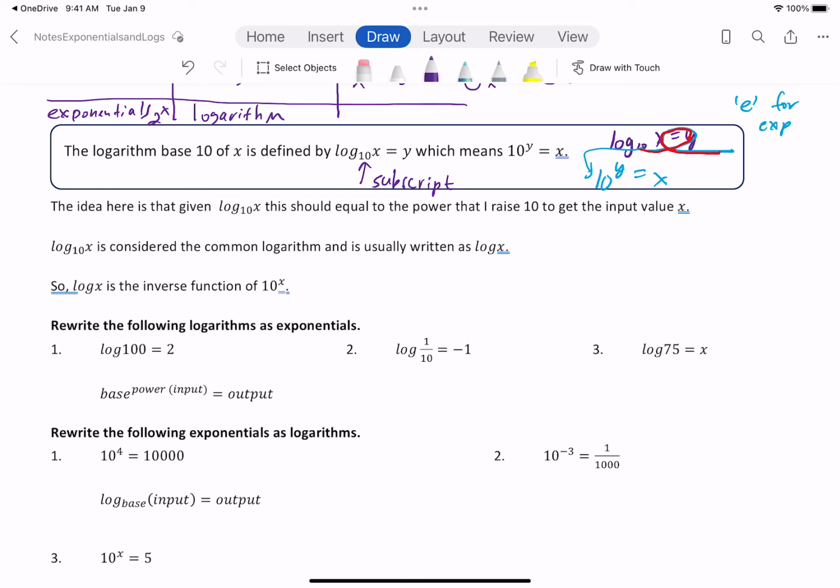Now you'll notice in the calculator and textbooks, log base 10 of x is called the common logarithm, and it is usually written as just log of x with no base showing. So if you see log and there's no base showing, it's always an implied base of 10. Okay?